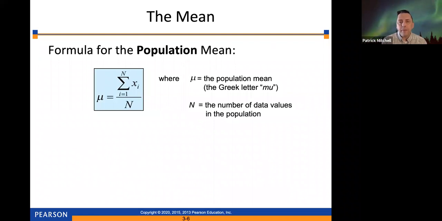The population mean works the same way. It just has a little bit of different notation. So instead of X bar for the population mean, we use the Greek letter mu. So you're going to be seeing this a lot later on this semester. And then for the number of data values in a population, we use capital N instead of lowercase n. It kind of makes sense if you think of a sample as being small, small n, think of a population as being large, large N.